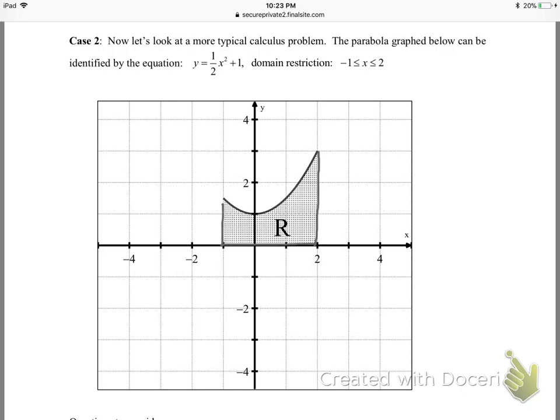So let's do the following. Let's use our notation to express what we do know. Here's our integration symbol. Our domain restriction goes from -1 to 2. Those are my endpoints. Our integrand is the function behind the integral symbol. It is 1/2 x squared plus 1. You would not use the y equals. Because it's in terms of x, you would write dx, and this is going to equal some number which is still unknown.